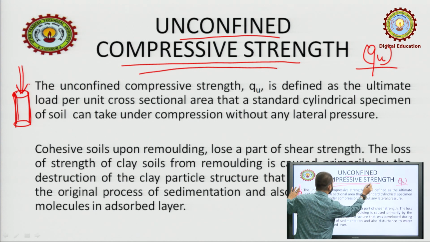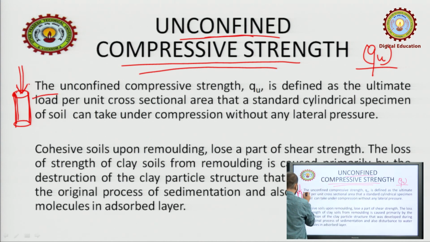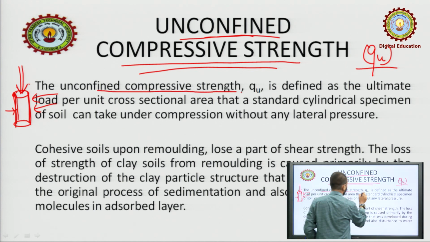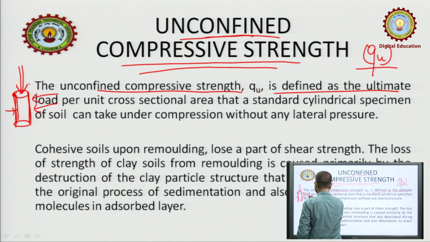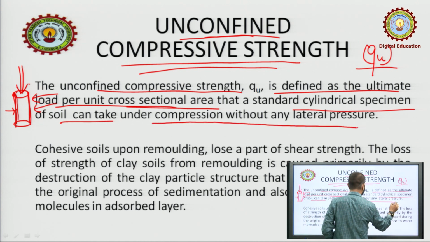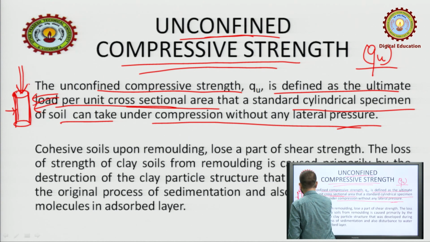So, compressive strength. And why unconfined? Because we are not confining this. The unconfined compressive strength is defined as the ultimate load per unit cross sectional area that a standard cylindrical specimen of soil can take under compression without any lateral pressure, only compression. We will be doing this later on, just to give you a glimpse.